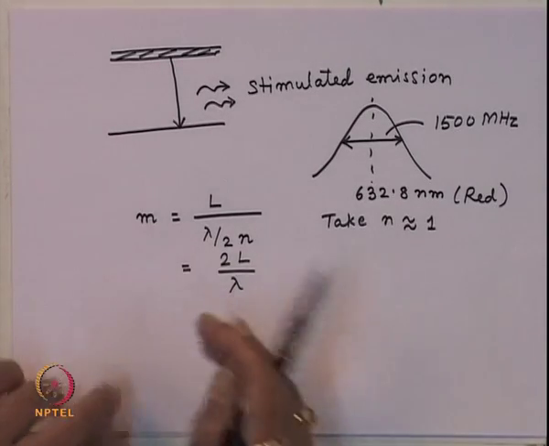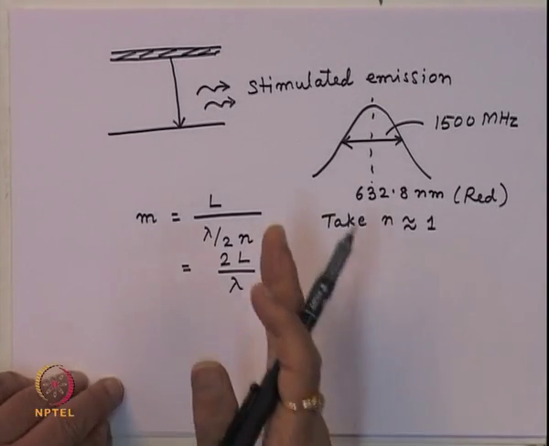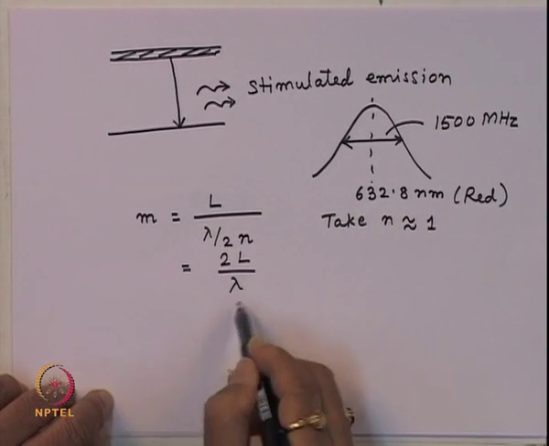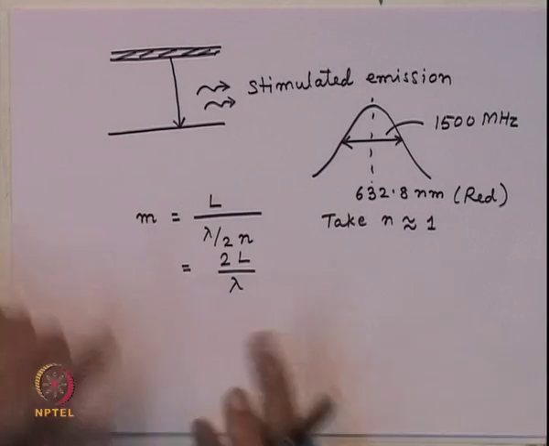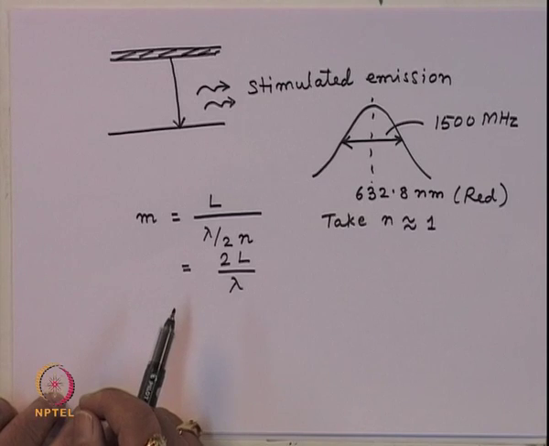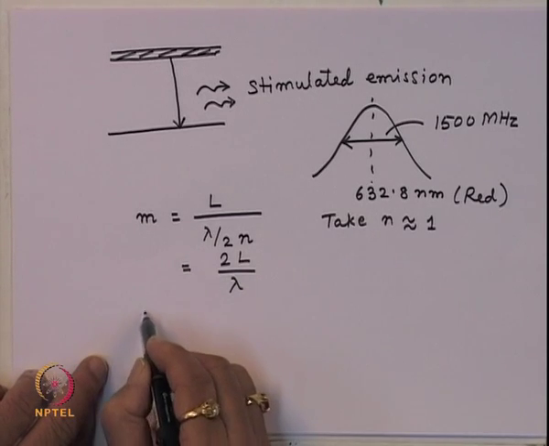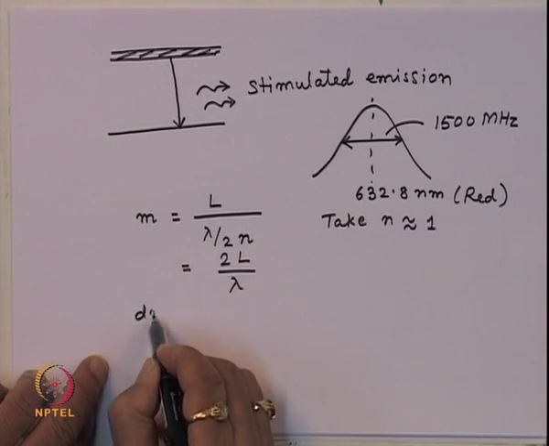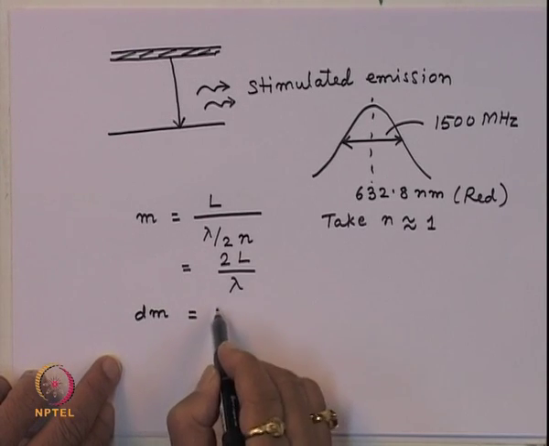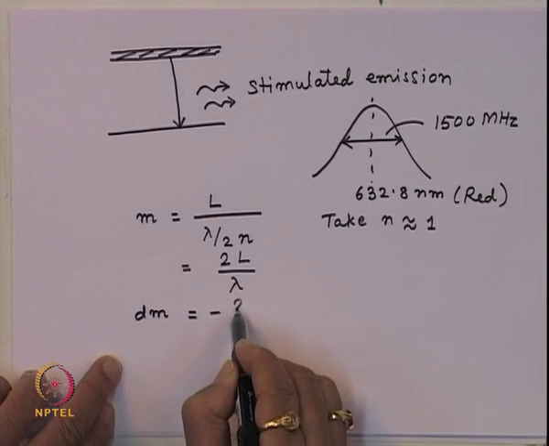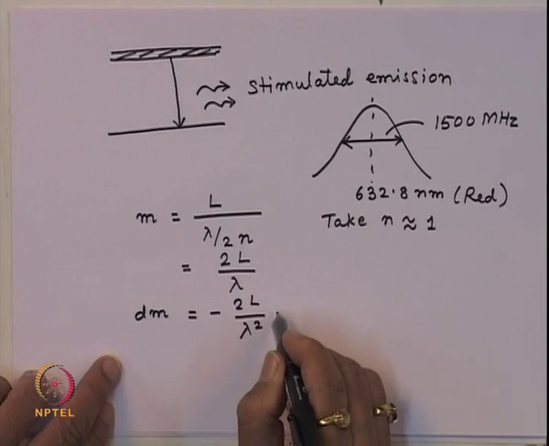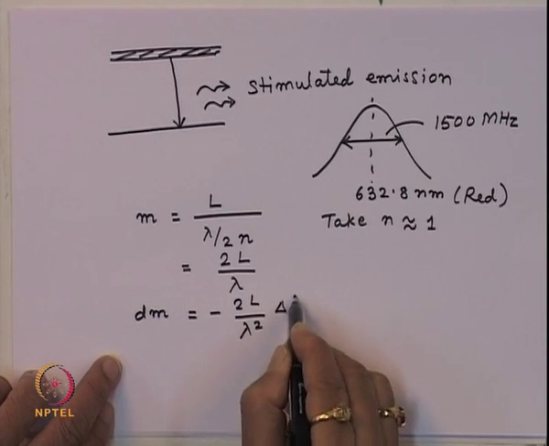Now, if we consider the adjacent modes, we want to find out the spacing between two adjacent modes in terms of the wavelength. So, we can differentiate this to get dm is equal to minus 2L upon lambda square into delta lambda.